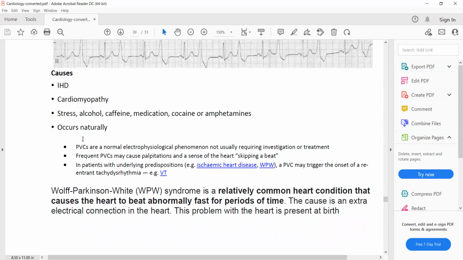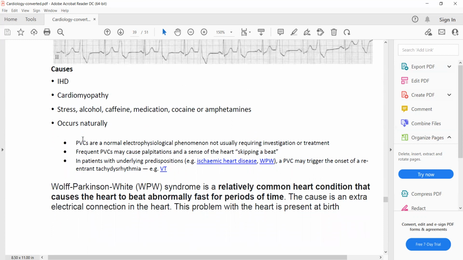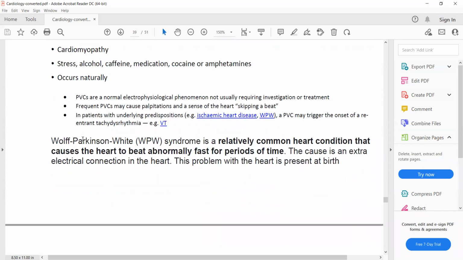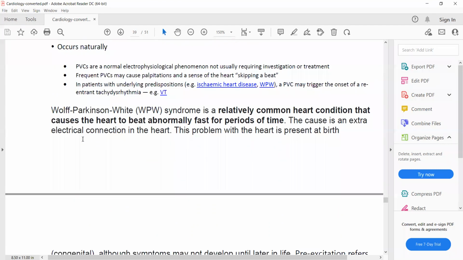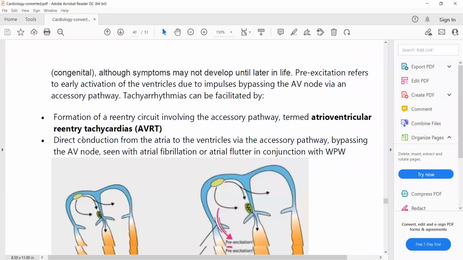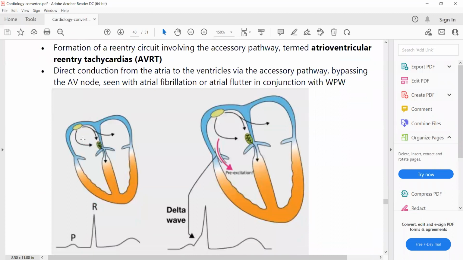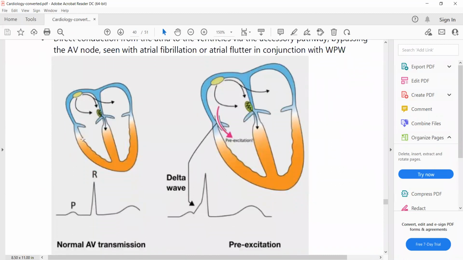So this was a short description about premature ventricular contraction. Now our next topic is Wolff-Parkinson-White syndrome. What is Wolff-Parkinson-White syndrome? Normally, we know that an impulse is generated in the SA node and then it travels through atrial muscles to the AV node, and from the AV node it travels to the ventricular muscles.